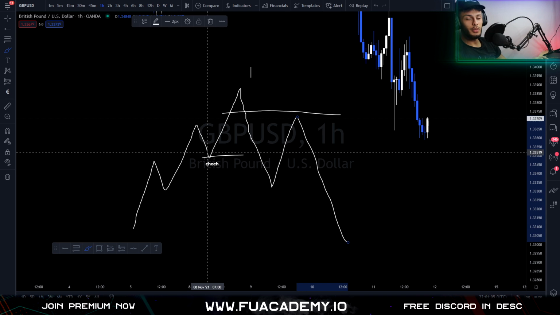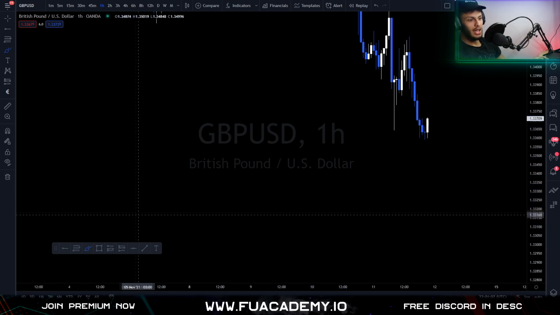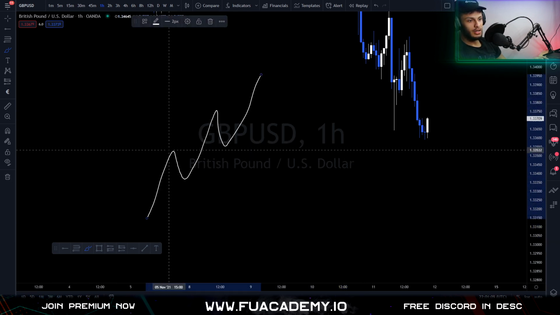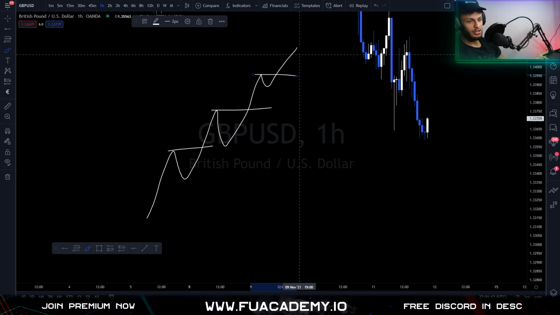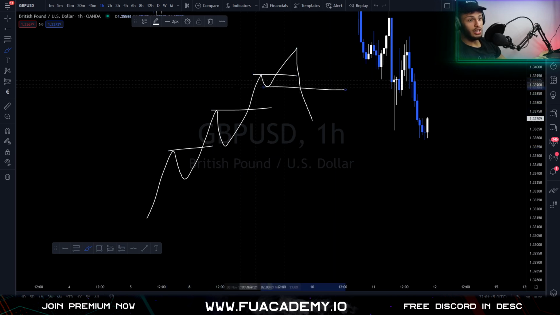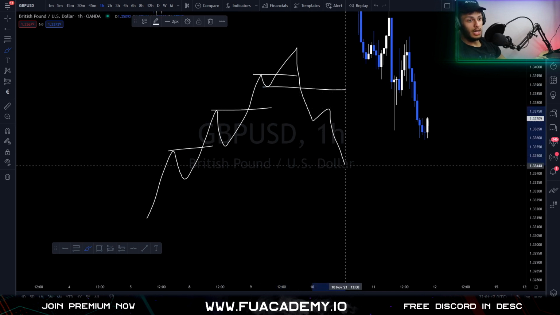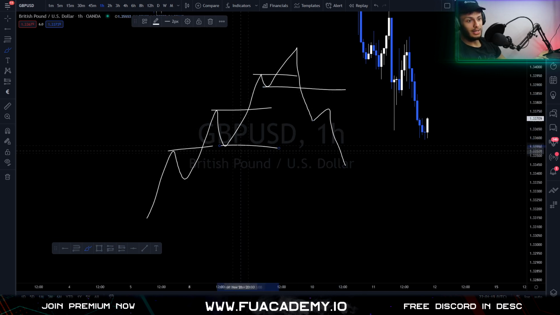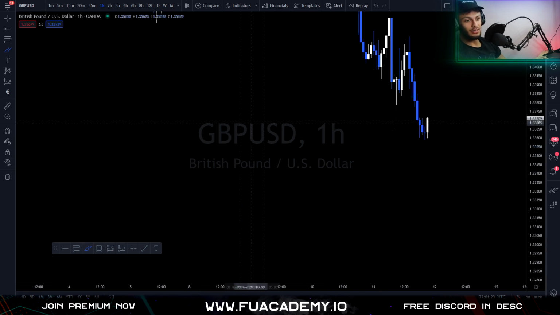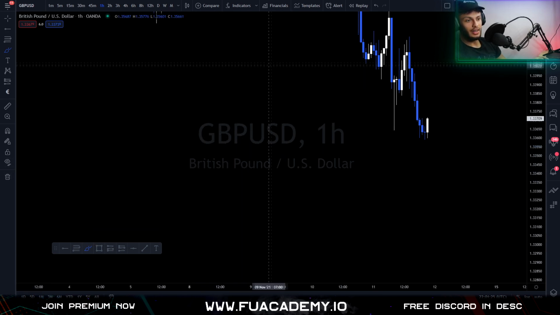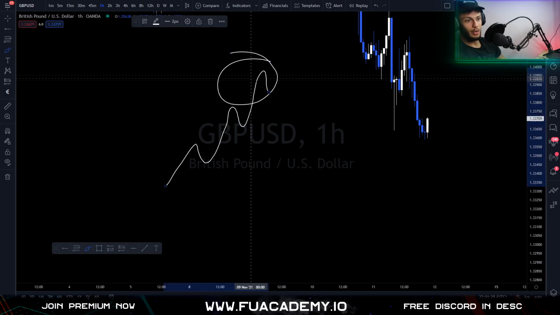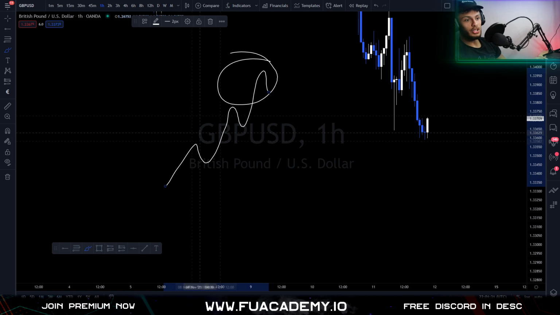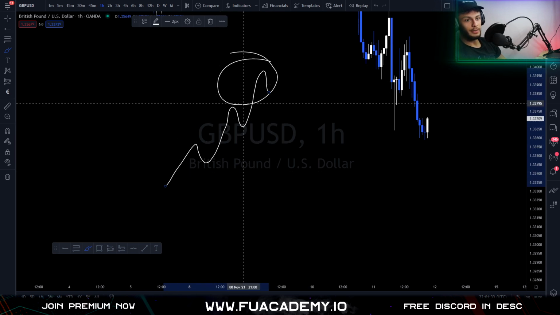Now, the difference between the CHOCH and a breaker structure: this is a breaker structure. This is also a breaker structure. This is also a breaker structure and a CHOCH. And then you have this one again, which is just a normal breaker structure. With the CHOCH, it's basically right at the reversal point, right at the top of that range where we are switching. We are changing character from a bullish trend to a bearish trend.